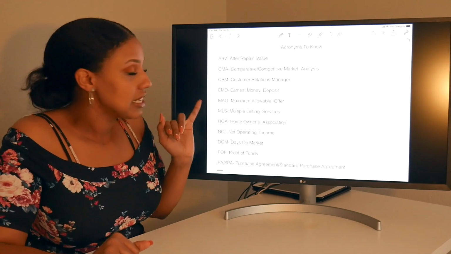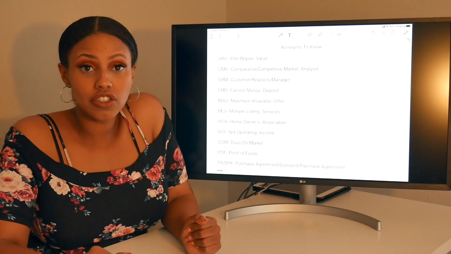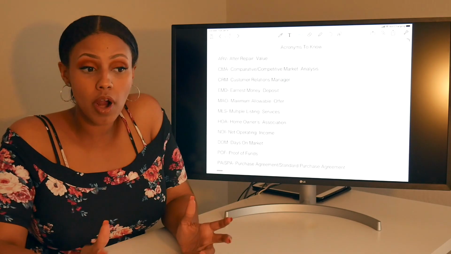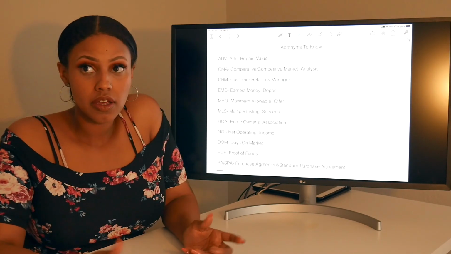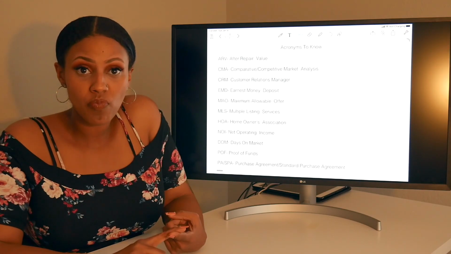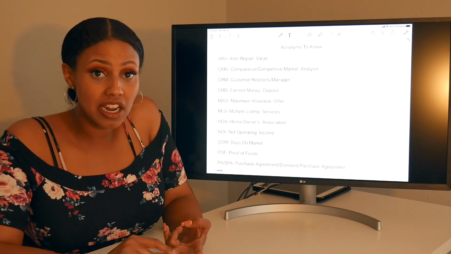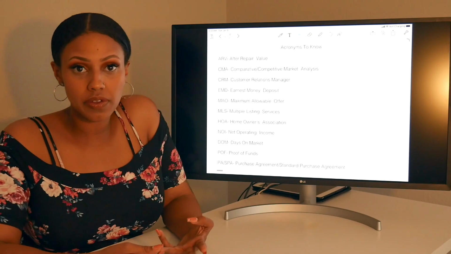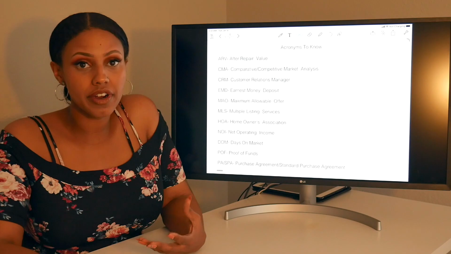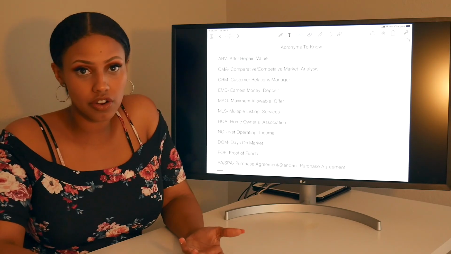An HOA is a homeowners association. So some properties belong to an HOA. That can affect some things like repairing it. It can affect if you can or cannot even wholesale it. So it's good to know. And also there's HOA fees. So your buyer has to be aware of the HOA fees. They're usually monthly or yearly.